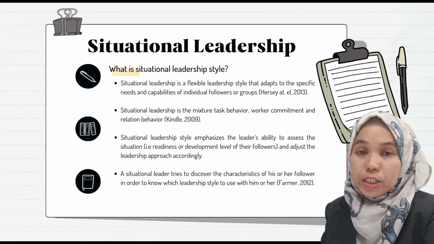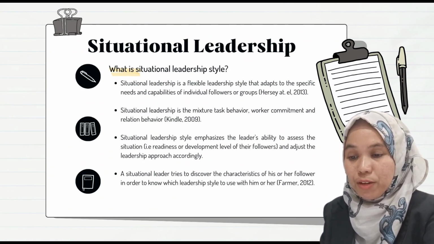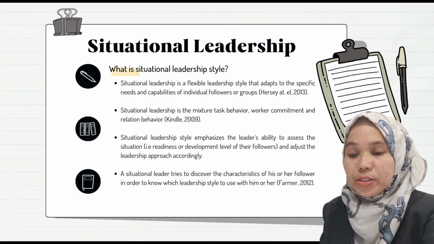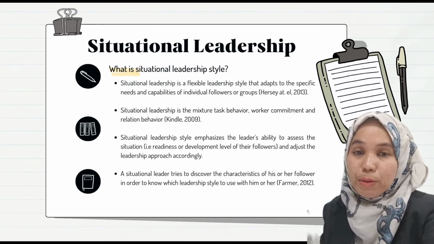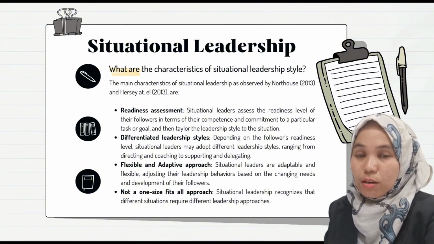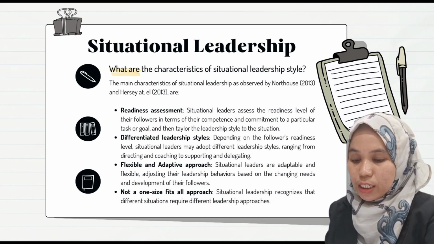What is situational leadership? Situational leadership is a flexible leadership style that adapts to the specific needs and capabilities of individual followers or groups. A situational leader tries to discover the characteristics of his or her followers in order to know which leadership style to use with him or her. What are the characteristics of situational leadership? First, readiness assessment. Second, differentiated leadership style. Third, flexible and adaptive approach. And the last one, not a one-size-fits-all approach.